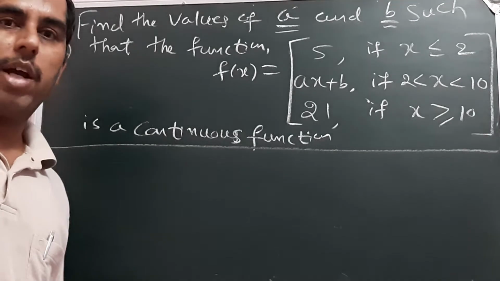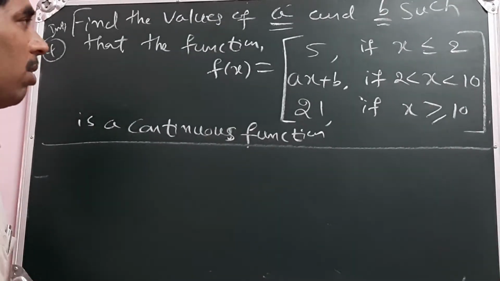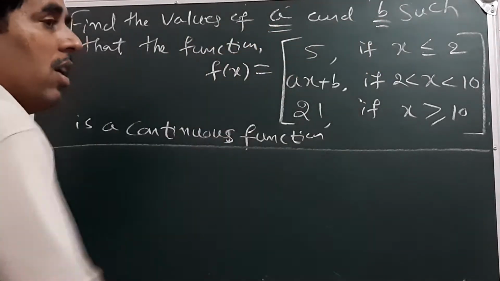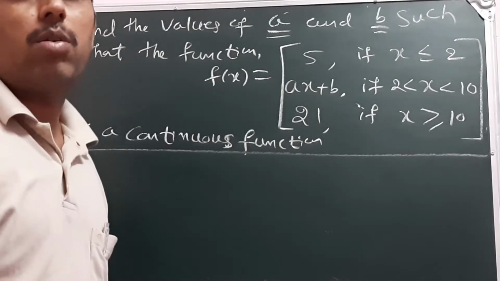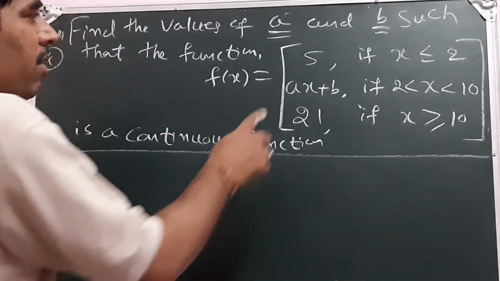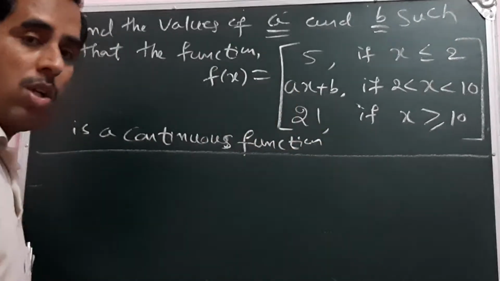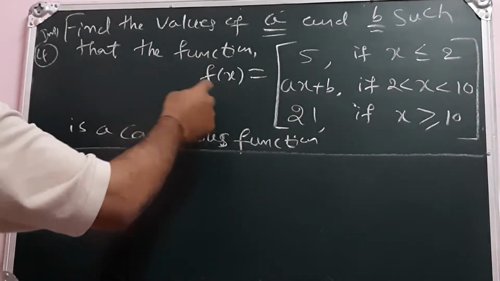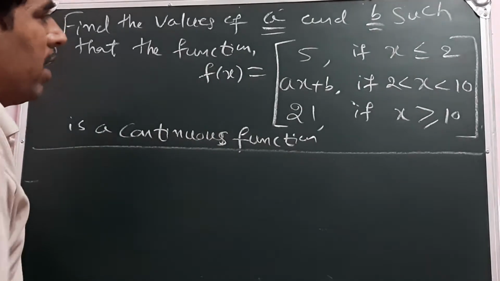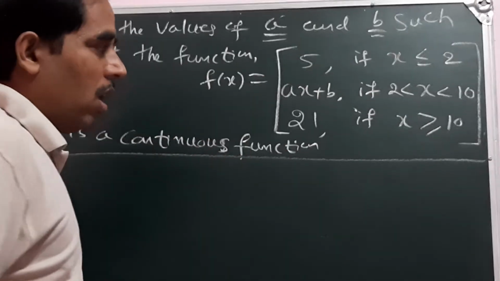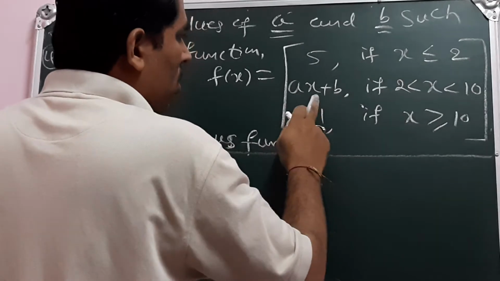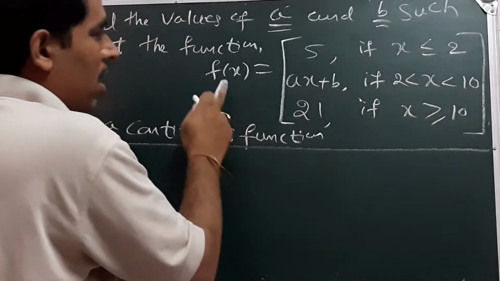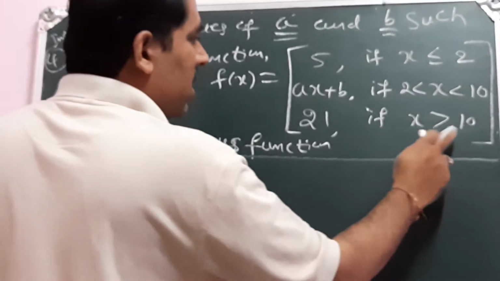So observe carefully and let's first read the problem. Find the values of a and b. In the previous example, we found the value of k, only one unknown was there. Here, a and b, there are 2 unknowns. The function is defined like this. f of x is equal to 5 if x is less than or equal to 2, then ax plus b if x is greater than 2 and less than 10, and 21 if x is greater than or equal to 10.